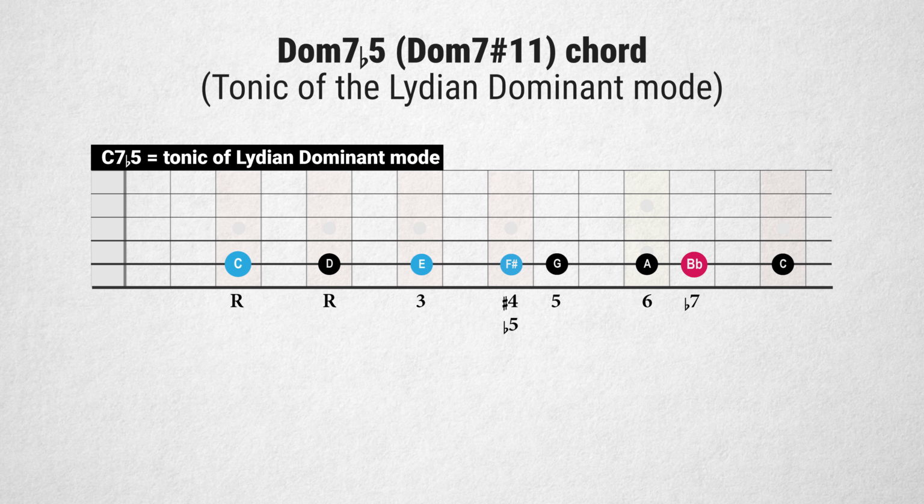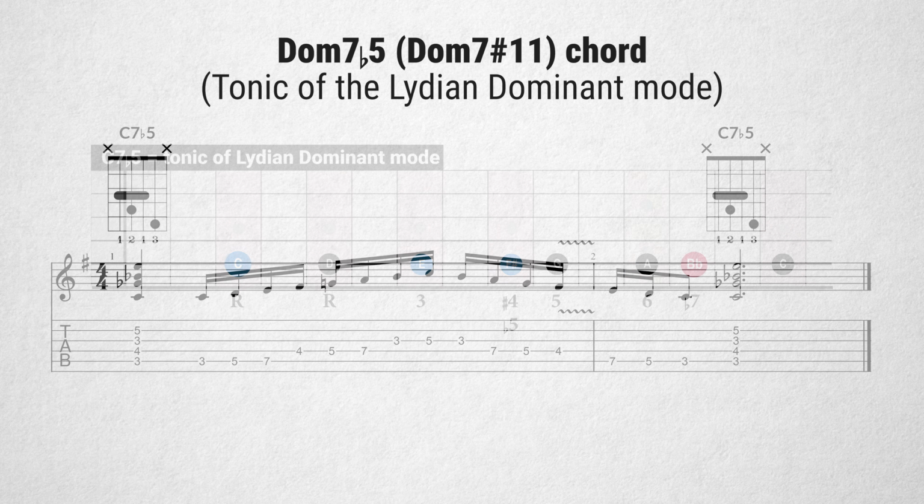Now the dominant 7 flat 5 chord can also be the tonic of the Lydian dominant mode, which is the 4th mode of the melodic minor scale. It sounds like this.